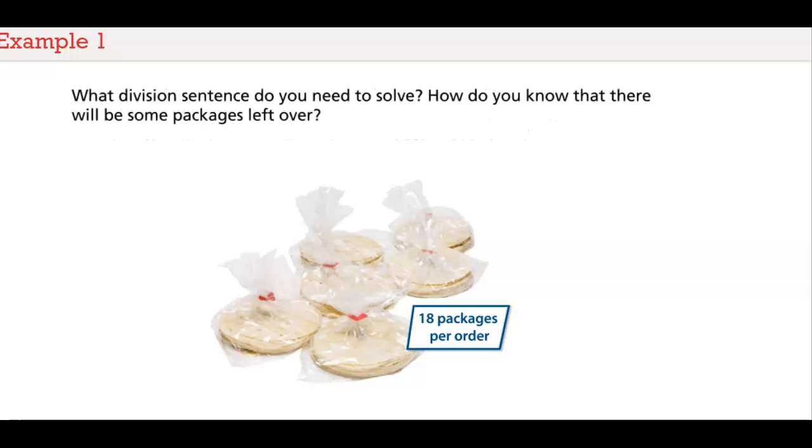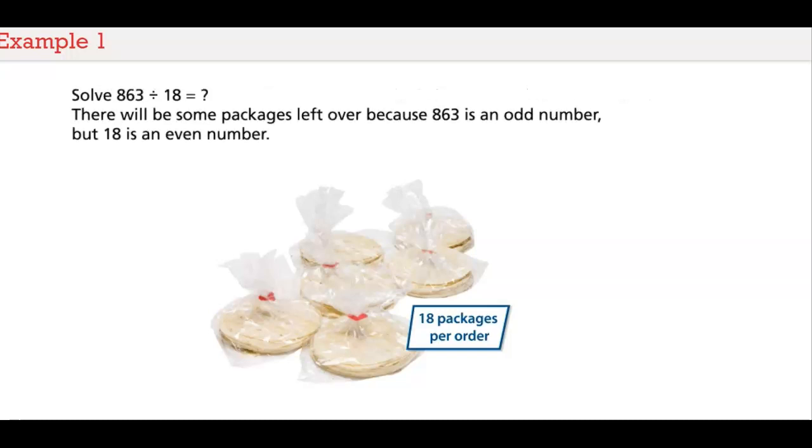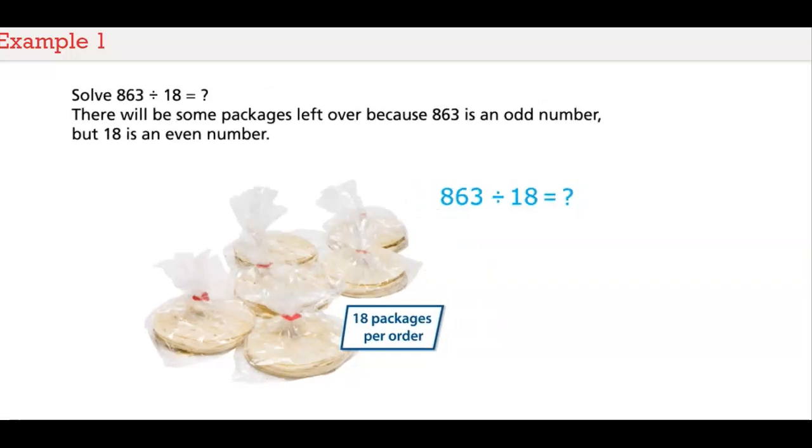What division sentence do you need to solve? How do you know that there will be some packages left over? Solve 863 divided by 18 equals. There will be some packages left over because 863 is an odd number, but 18 is an even number.